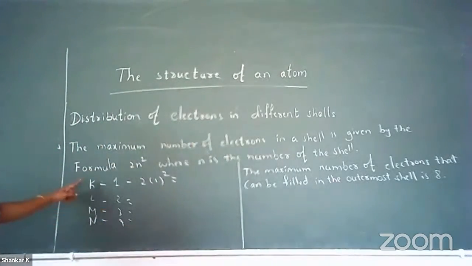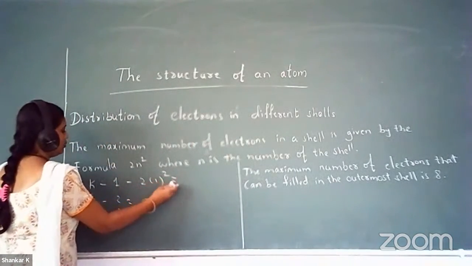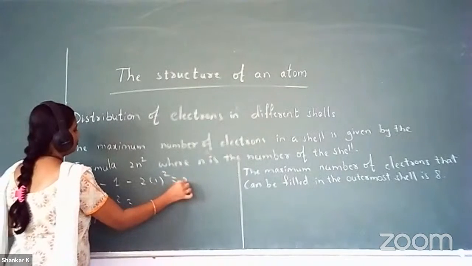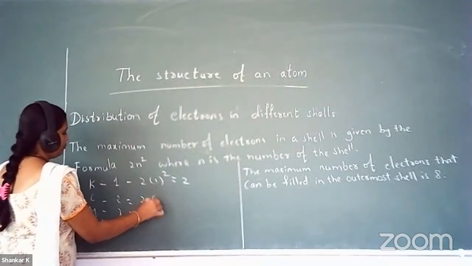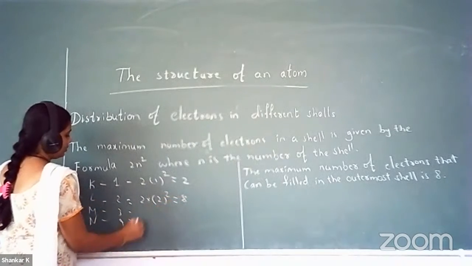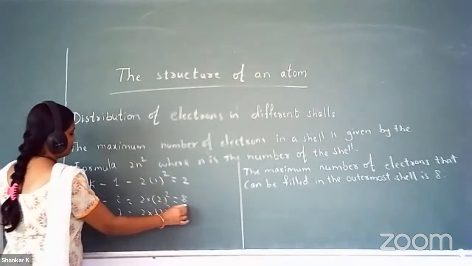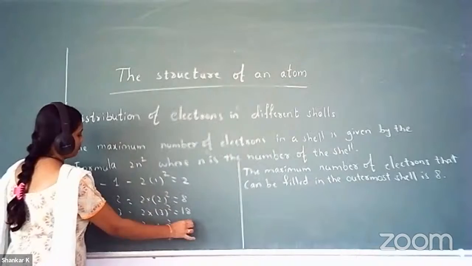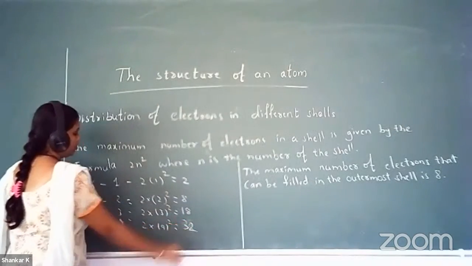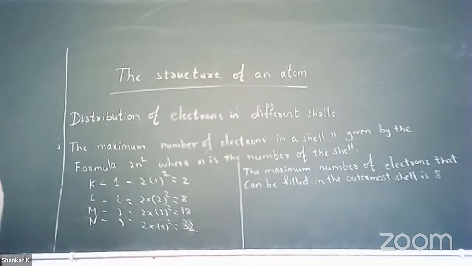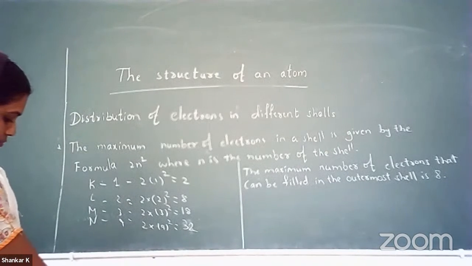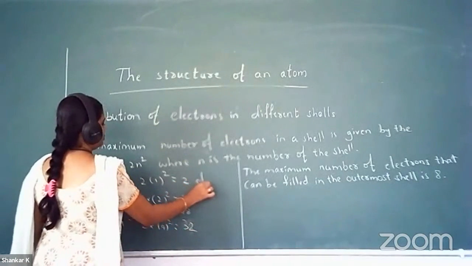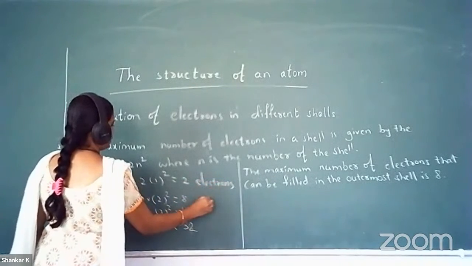You find it now, students. K means 2 n square. It is 2 into 1 whole square, 2 only. And 2 into 2 whole square means it is 8. 2 into 3 whole square is equal to 18. And 2 into 4 whole square is equal to 32. So these are what? Electrons. Okay, these are electrons. So write electrons here.